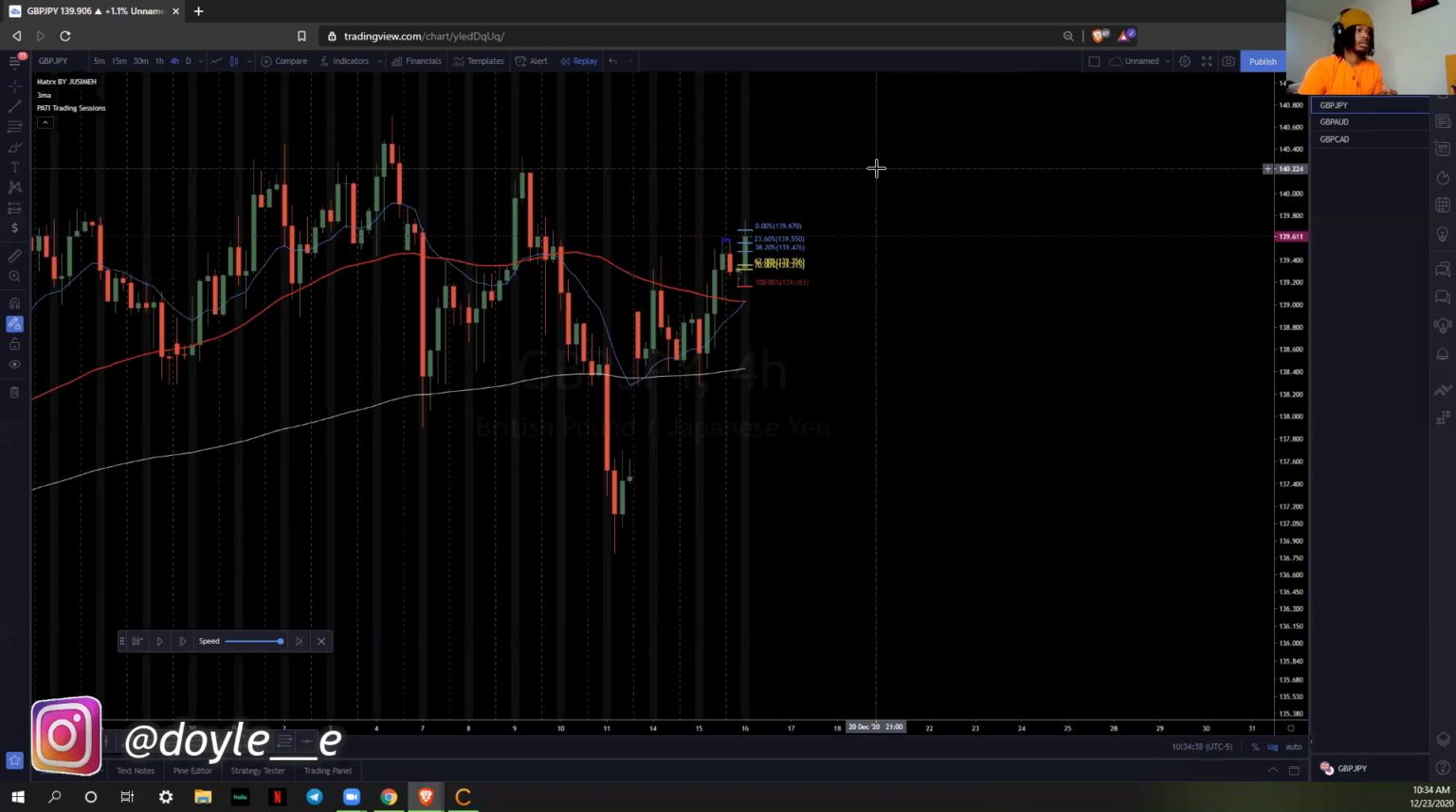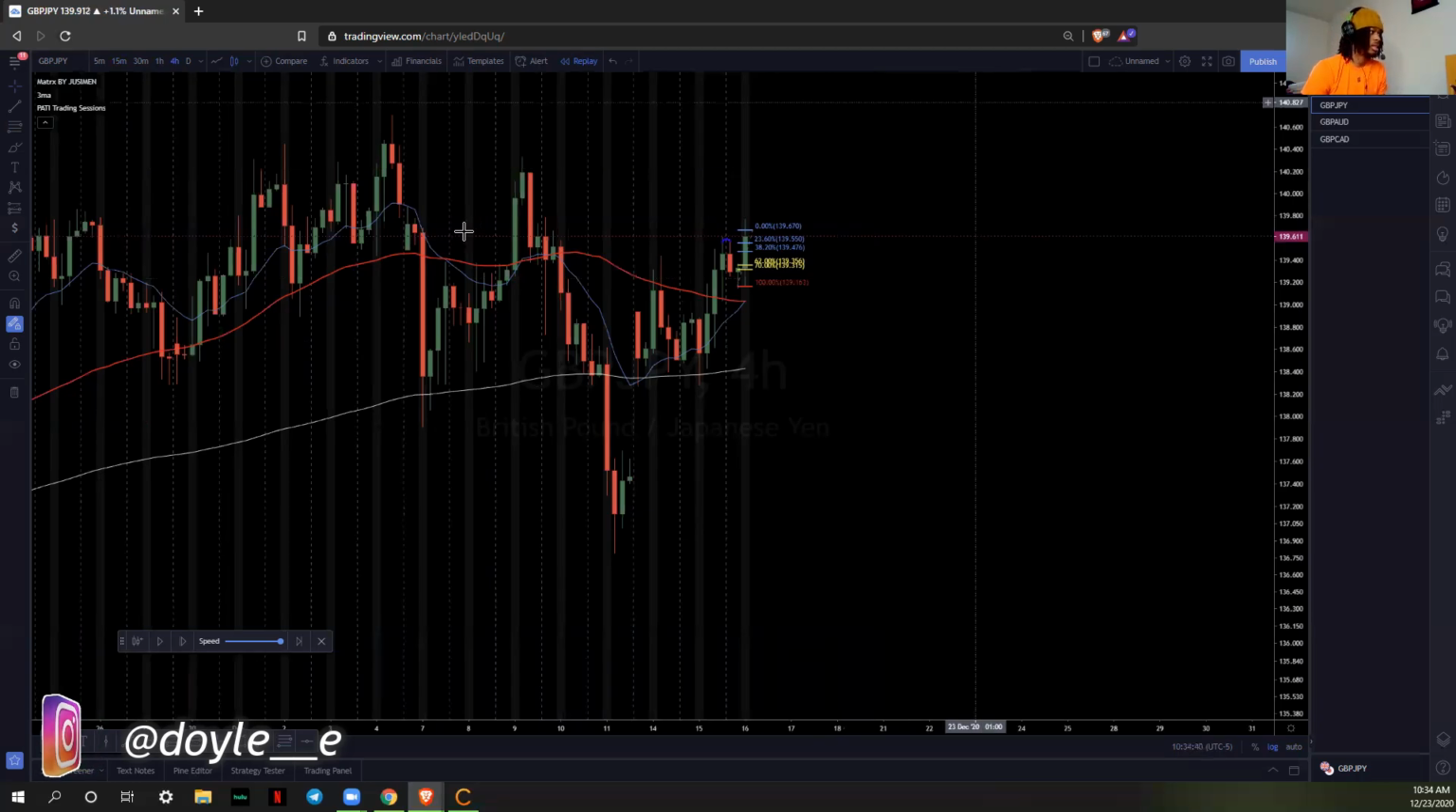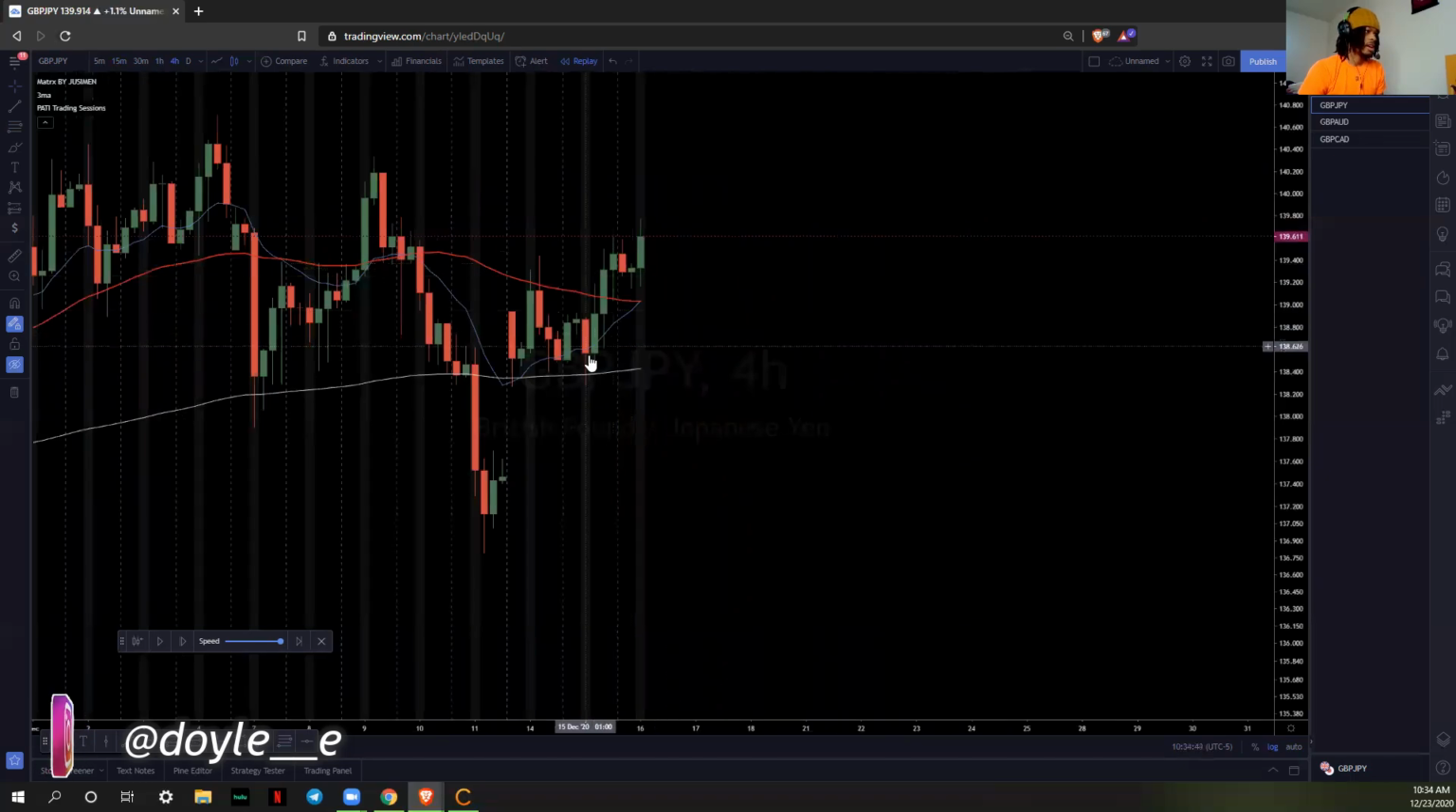Look at the type of candles. Do you see any candle patterns? You know what I'm saying? Matter of fact, let's take this off. So we have a tweezer right here, an up down candle, and then we have this big green candle.